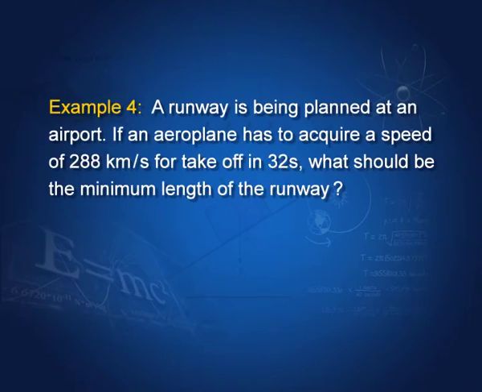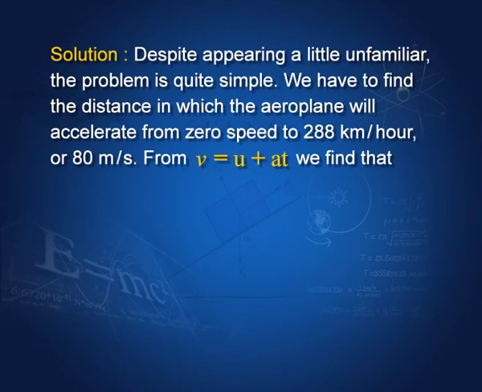So, let us see what the length of this runway would be if the speed acquired by an aircraft is 288 kilometers per hour in 32 seconds. All right. So, let us solve this. We have to find the distance in which the aeroplane will accelerate from 0 speed to 288 kilometers per hour or 80 meters per second.